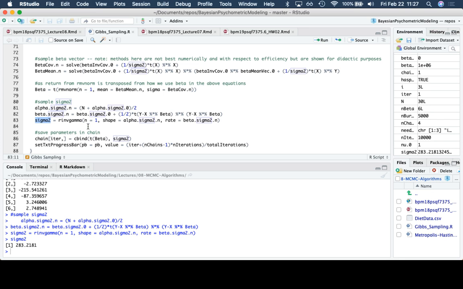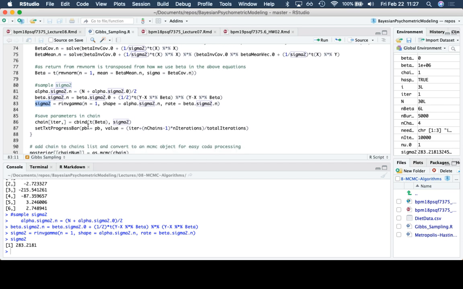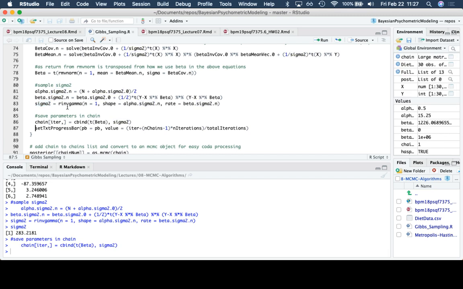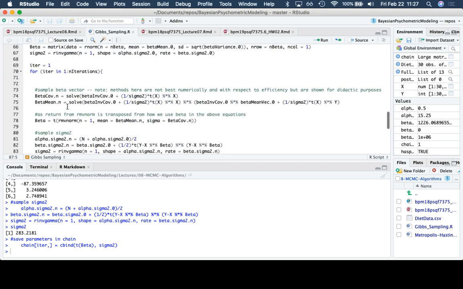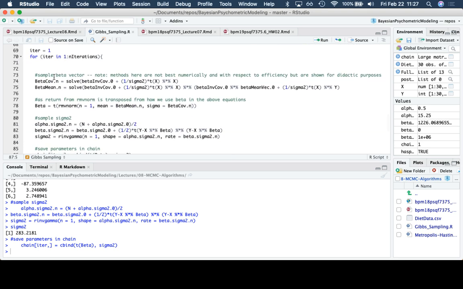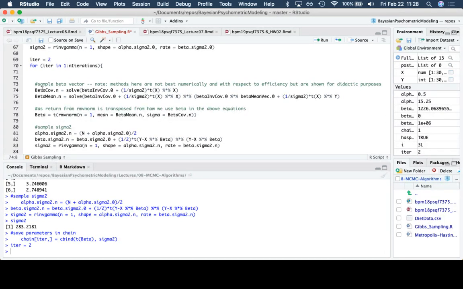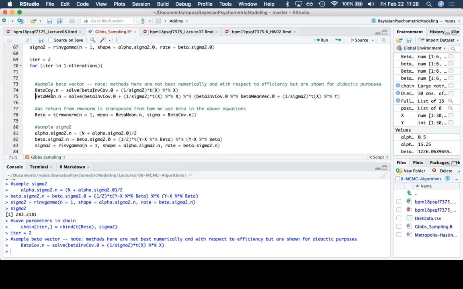So here, pardon me, one last thing. We've done this. Any questions first? We sample beta, sigma squared. Iteration 1 is done. We save our values and we move on. So that's what we're doing here. I'm just grabbing those values and saving them in our chain. When we go back up, this is iteration 2. If I were just to change this to 2, we grab a new beta covariance matrix from our posterior. You'll note the sigma squared in here is now based on the sigma squared we just drew.